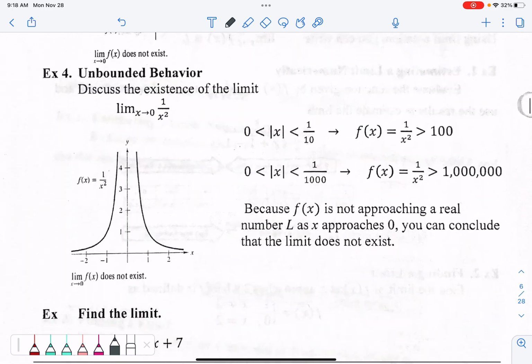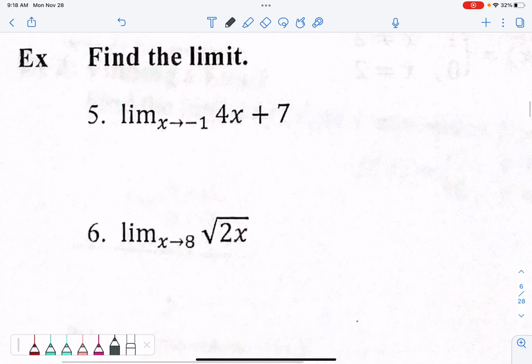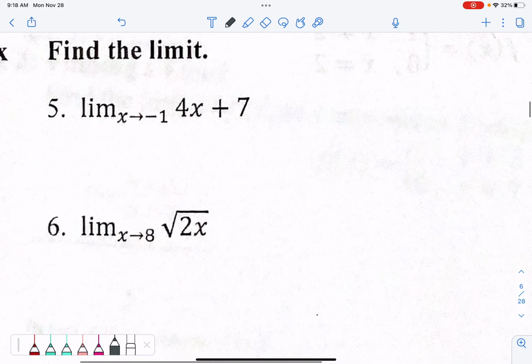Okay, go to the back of your notes here, and let's talk through 5 and 6 real fast. Okay, we're going to do those two. We're going to work backwards, right? So number 5 is saying we want to find the limit as x goes to -1 of 4x plus 7. Okay, so that's the wording that they'll use. The limit as x goes to -1 of this thing.